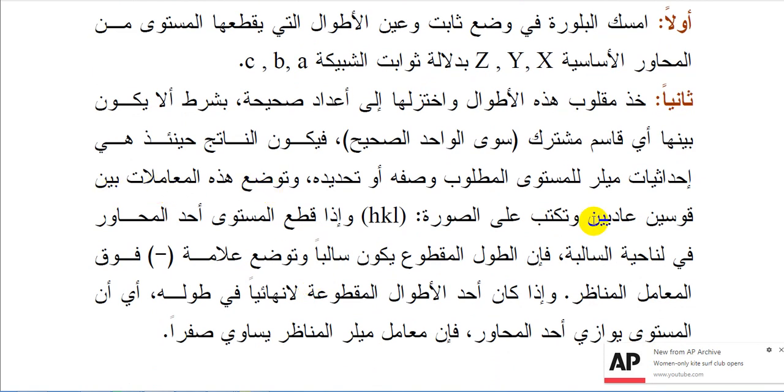And the coefficients will be placed in brackets and written in the form (hkl). If the plane travels through the axis in the negative region, the traveled length will be negative, and the negative sign will be placed above the corresponding coefficient.